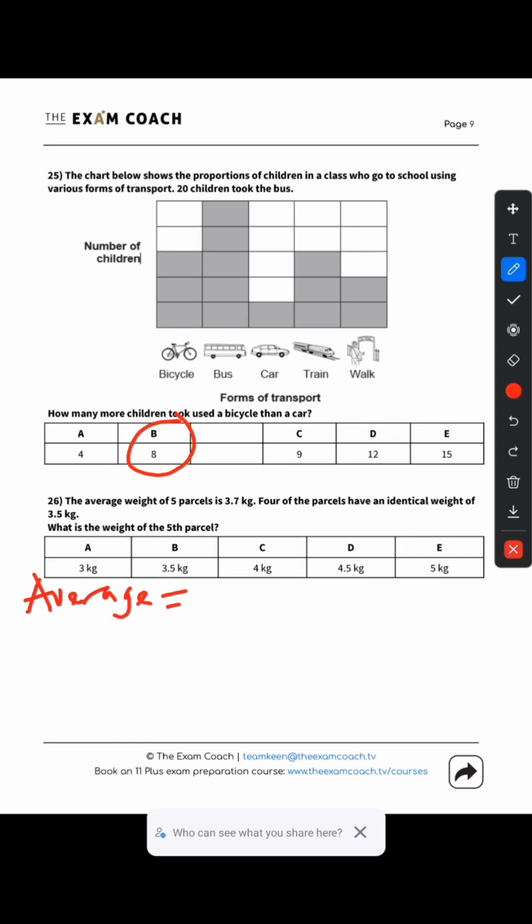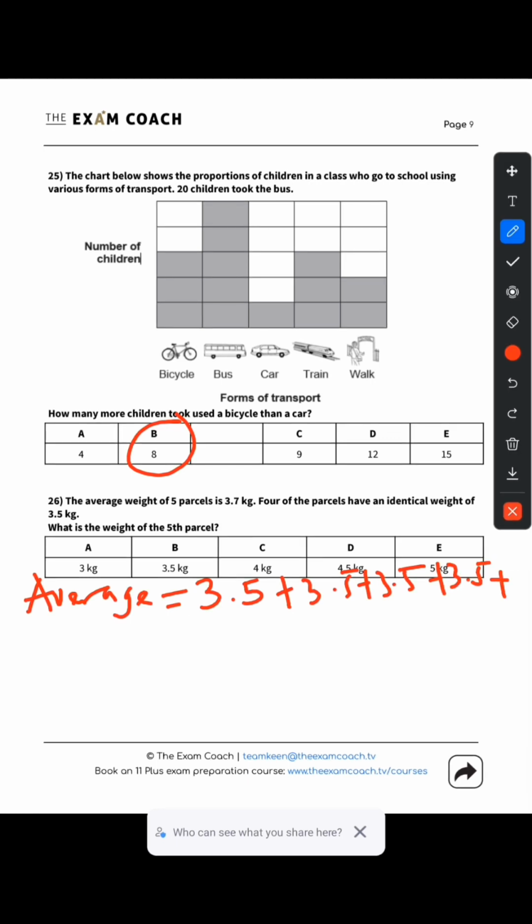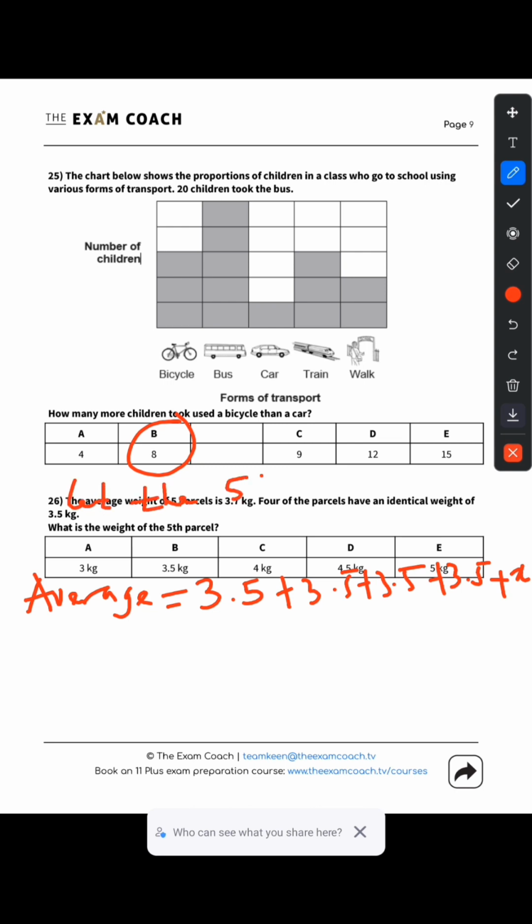But we know that 4 of the parcels have an identical weight of 3.5. That means 4 of them each have 3.5. That's 3.5 plus 3.5 plus 3.5 plus 3.5 plus the last one. We don't know the weight of the last one. Let's say it's X. So let the 5th package be X. So we add up all of that together, divided by the number of parcels we're adding, which is 5.